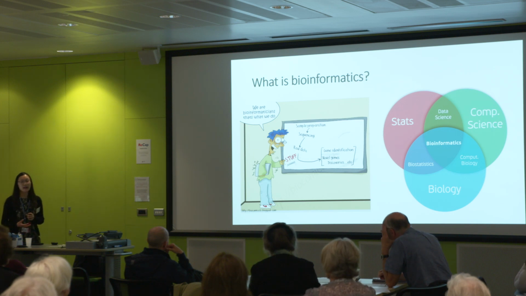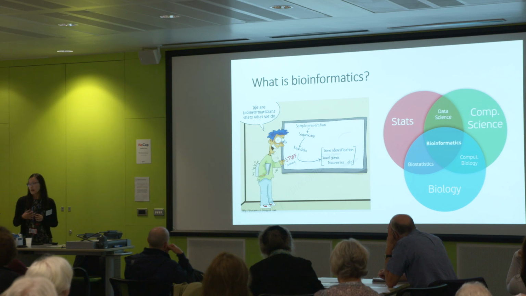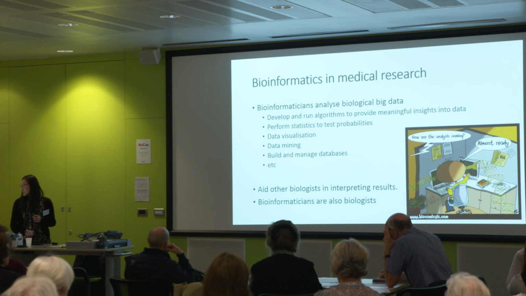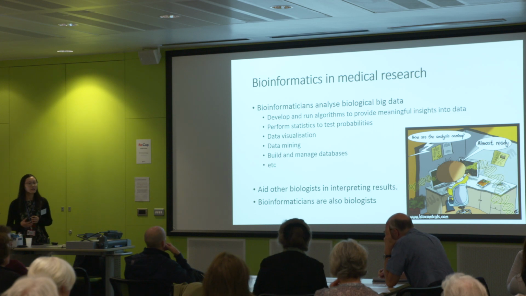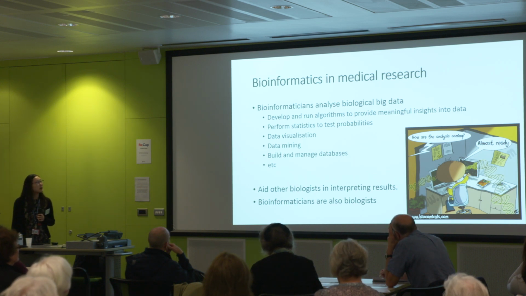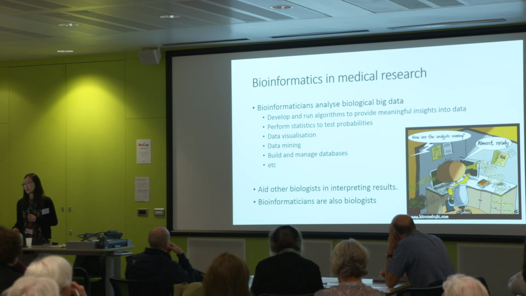We basically analyse all the data that comes out of a machine to try and make sense of it, to find mutations, differences, patterns and trends that a diseased patient may have that a healthy patient doesn't, for example. We run analyses and algorithms, mostly on a computer, and that's where the computer science comes in. We use statistics to test whether patients with a disease really do have this mutation compared to healthy people. We do many other things, which is why it's quite difficult to define what a bioinformatician is. We also aid other biologists and researchers in interpreting these results.